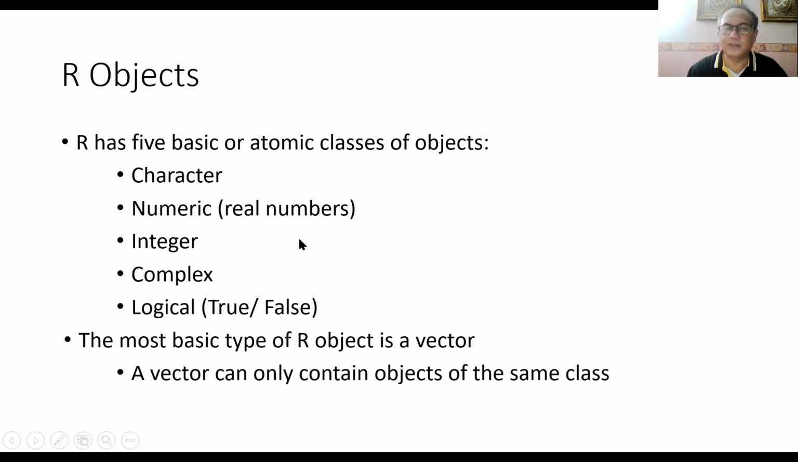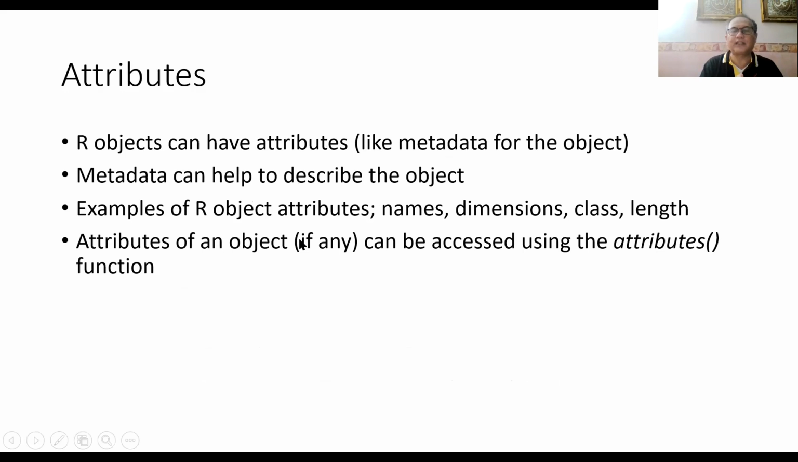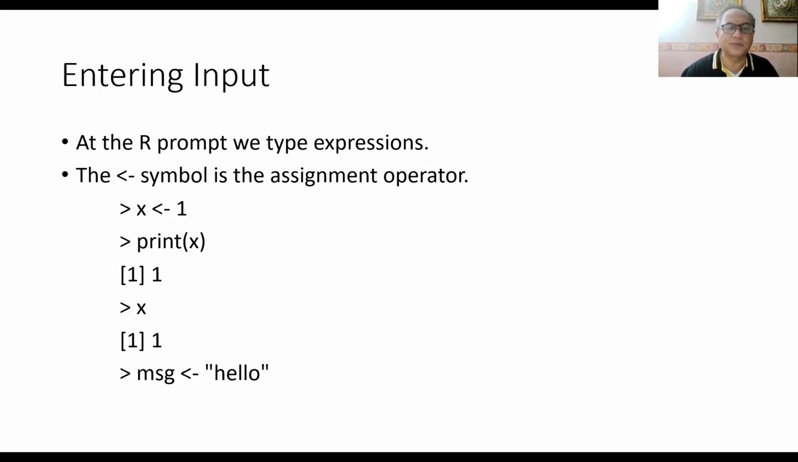R can have attributes. It's like metadata. You can give metadata to the object. Examples of R object attributes can be name, dimension, class, or length. You can access them using the attributes function. You type attributes, and it provides you the attributes. So this is an example of how you can enter your input.